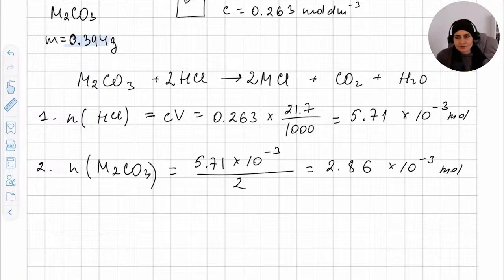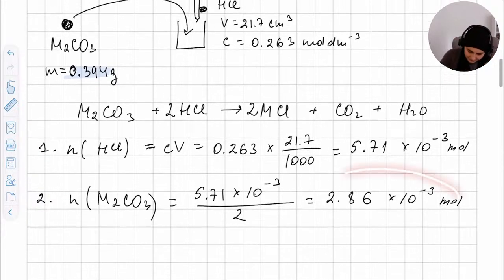Usually they would give a range of answers. I'm rounding, but it depends on the board and on the program, whether you should round or not. And even if you round or don't round, the maximum you could lose is a mark, if you're using too few significant figures, or if you're rounding it wrong. If you're rounding right, you normally don't lose marks. Okay, so that's the moles of M2CO3.